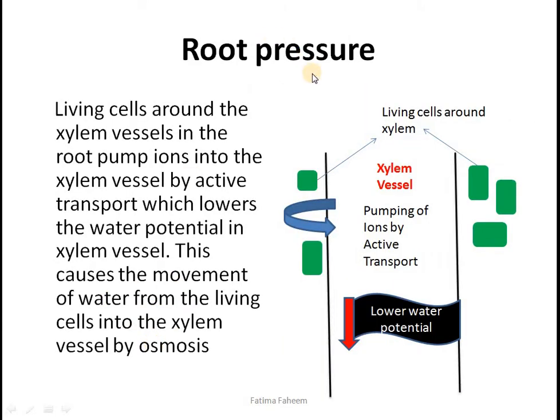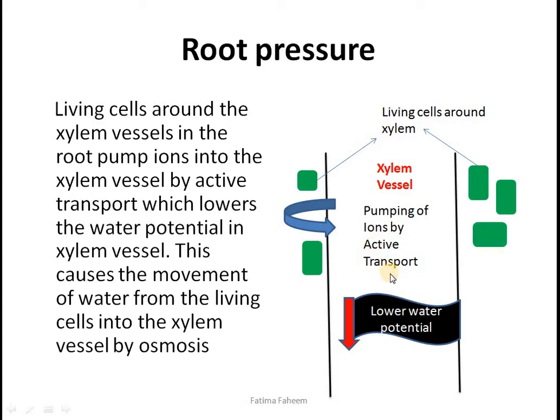Next is root pressure. To understand the theory of root pressure, first look at the diagram here. I have tried to explain the process here. The xylem vessel is being formed here, and the living cells around the xylem vessels are pumping the ions by active transport into the xylem vessel. This is the xylem vessel, and the ones shown in the green color are the living cells around the xylem vessel. They pump the ions through active transport into the xylem vessel. Now if you keep on pumping the ions into the xylem vessel, the water potential would get lowered.